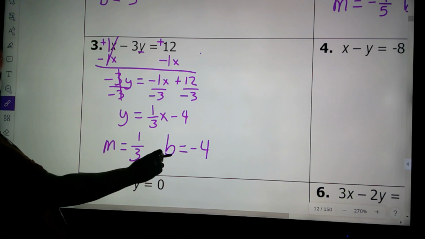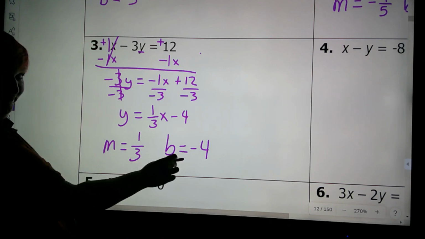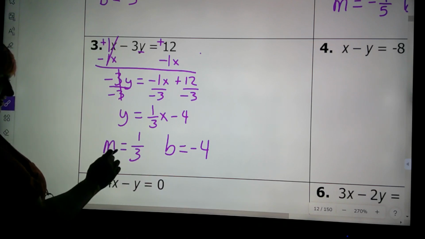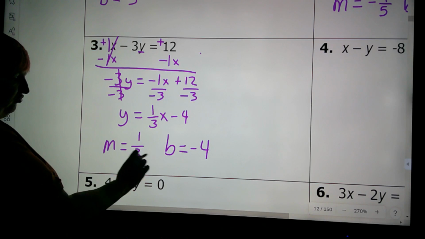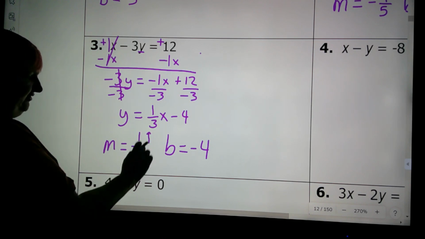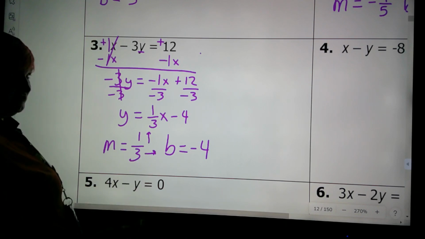This is our first point on the y-axis, -4. Our second point, this is directions to our second point. Up 1, right 3, right? Up 1, right 3. It's just directions.